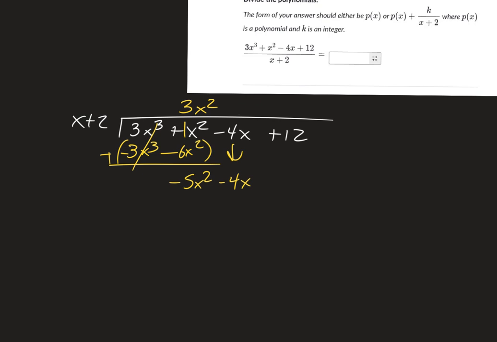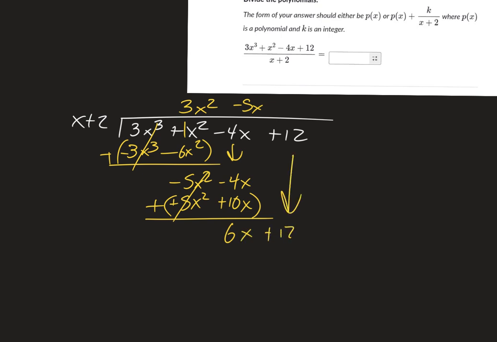What times x makes negative 5x squared? Well, that would just be negative 5x. So distribute. I give negative 5x times x is negative 5x squared. Negative 5x times 2 is negative 10x. And then I'm going to subtract. When I subtract, these are like adding. So these cancel, and this becomes 6x.